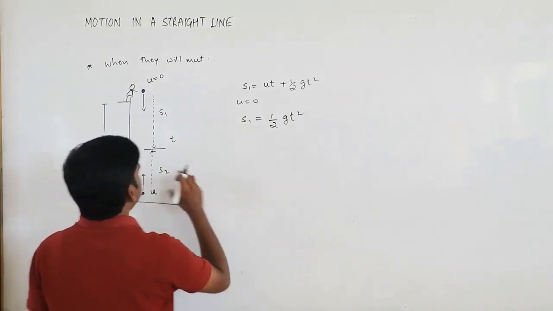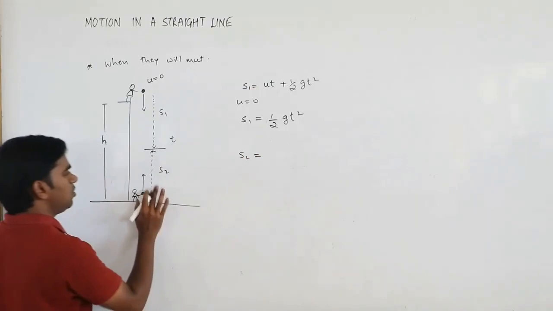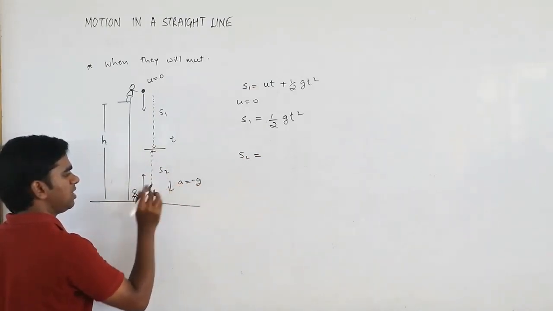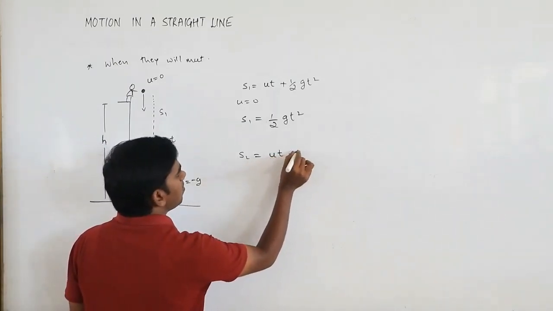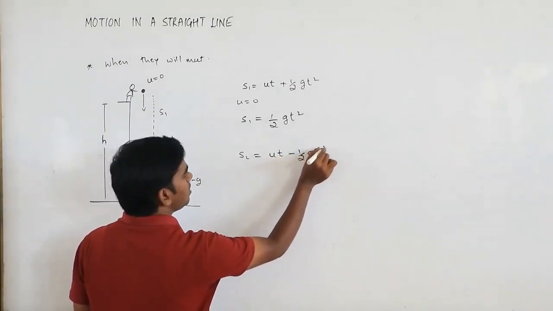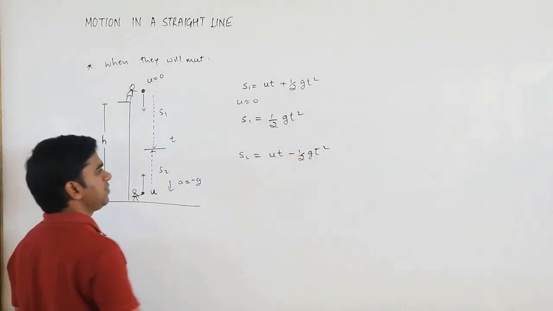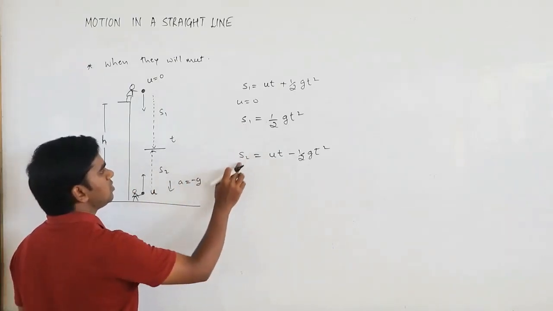Now for S2, it is going in upward direction, but a is minus g, which is in downward direction. So S2 is ut minus half gt square. So for upward motion, this is S1 and this is S2.